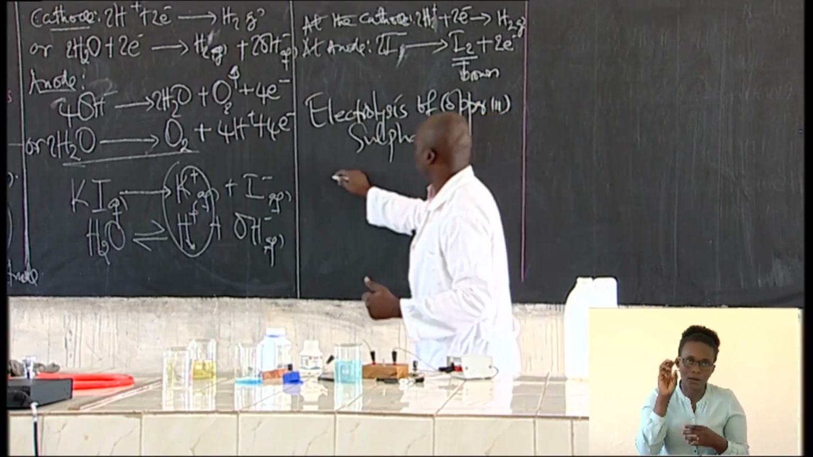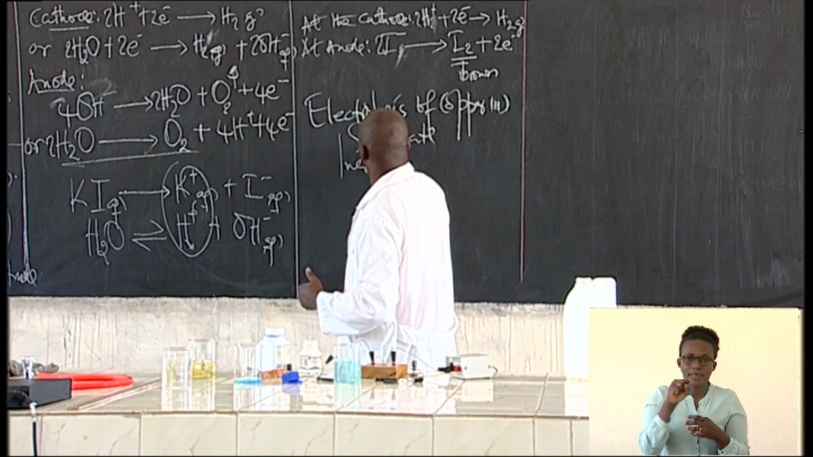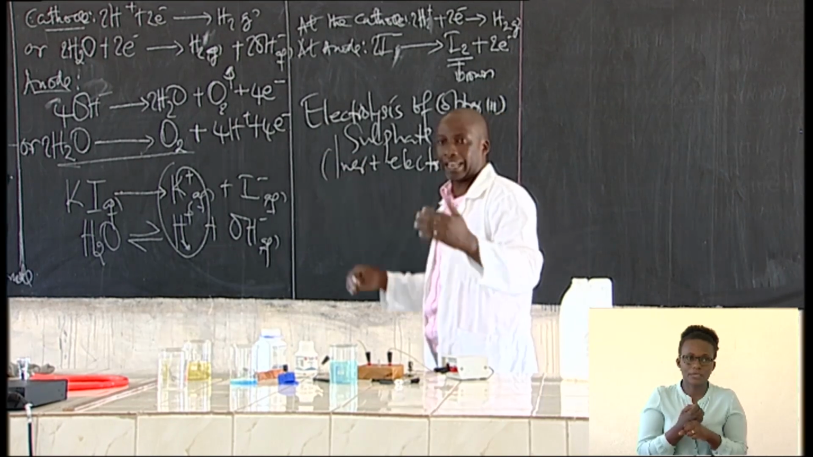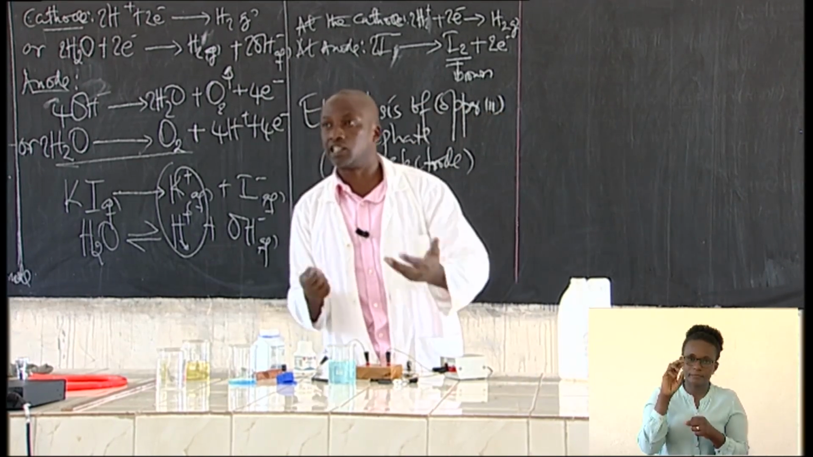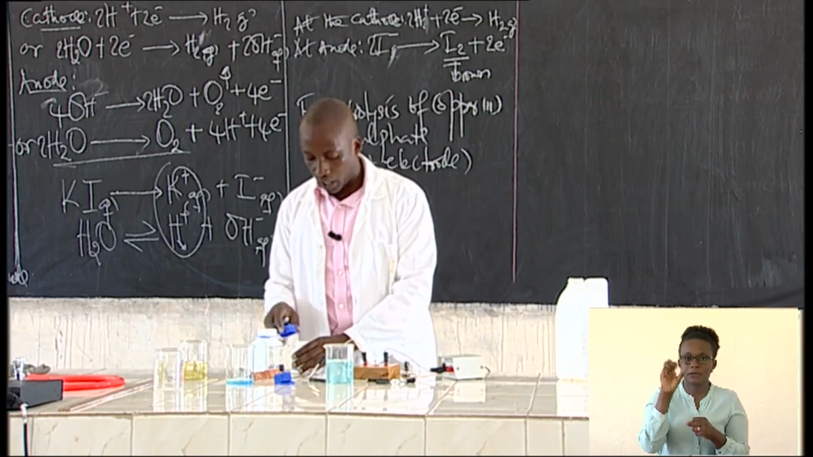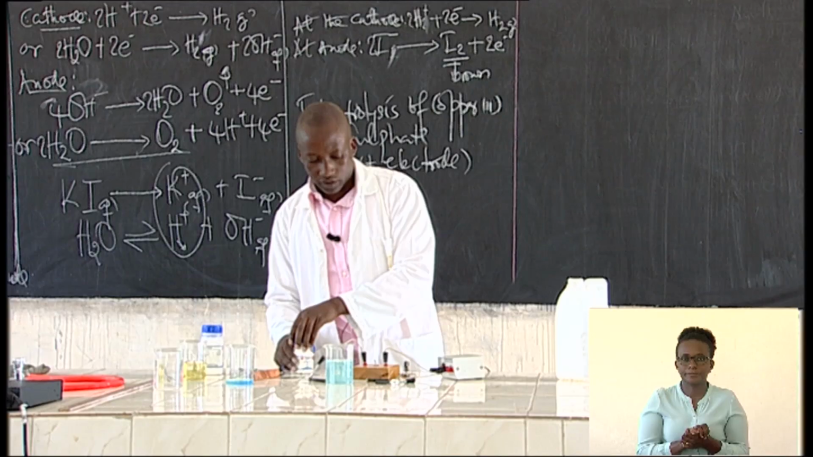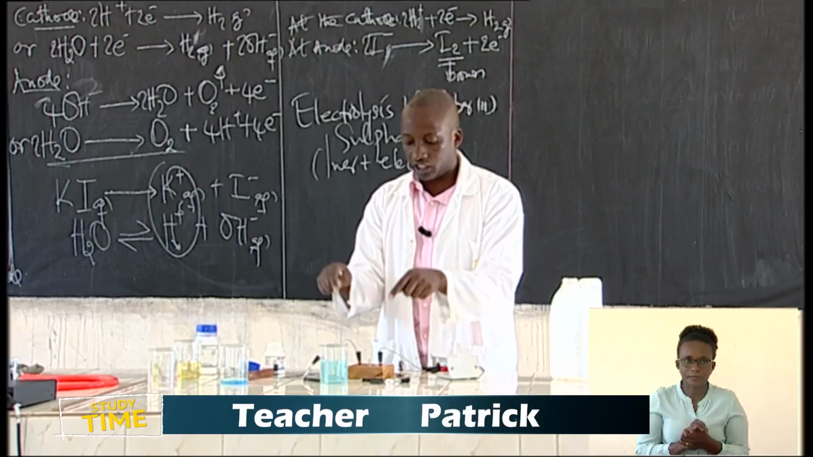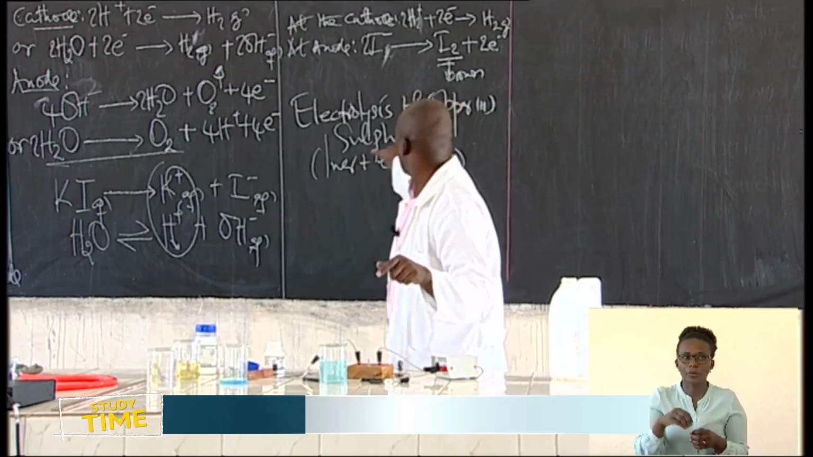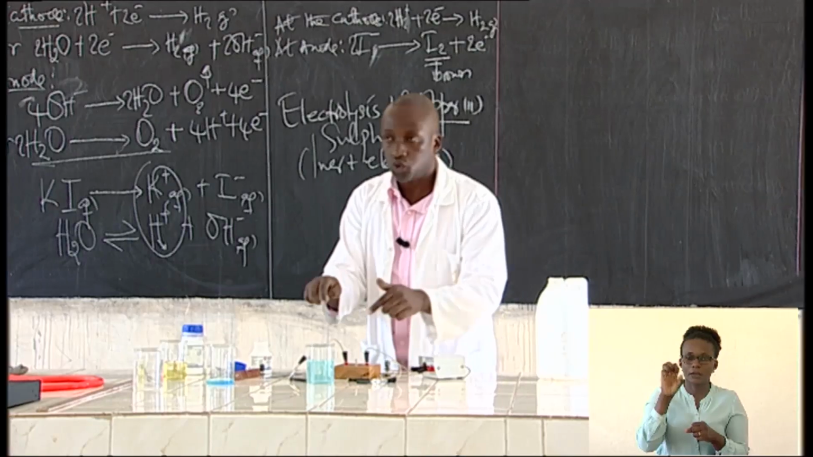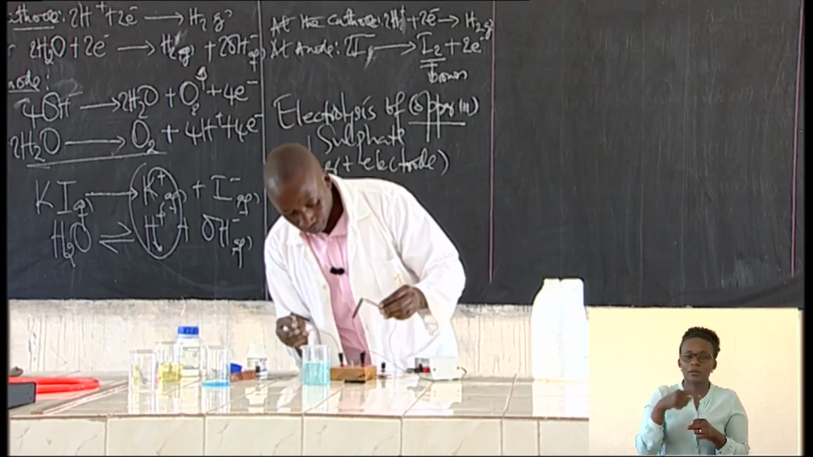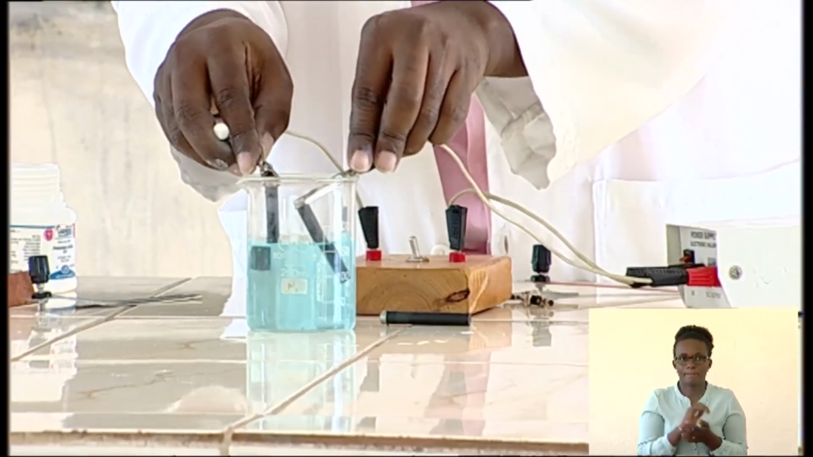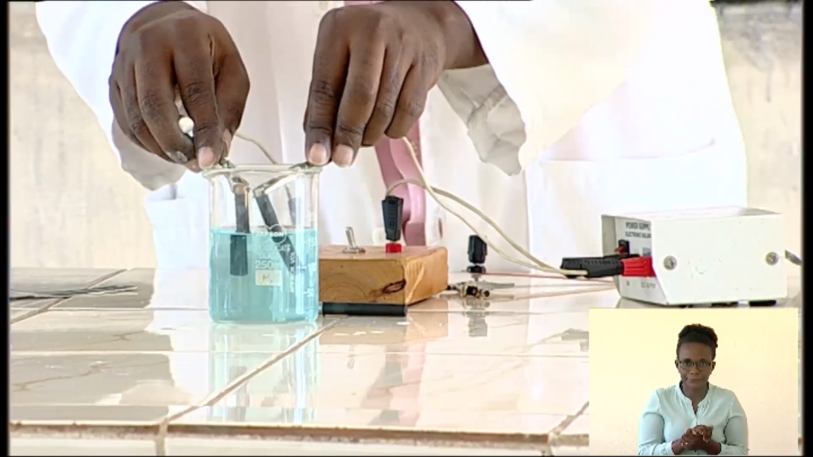but we are using inert electrodes. So there are 2 electrodes, the same inert electrodes. Carbon is inert, less reactive, to be precise. So let's carry out this process of electrolysis of copper 2 sulfate using inert electrodes. I think it is on. Yes. We are just going to see what is happening.